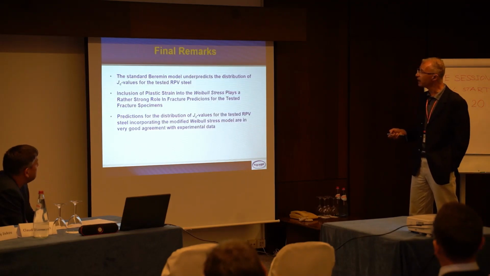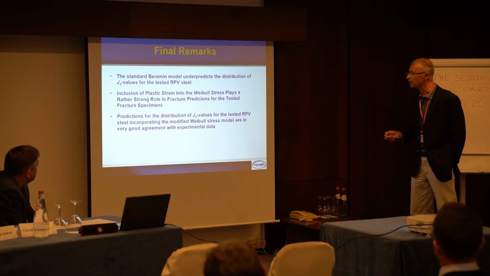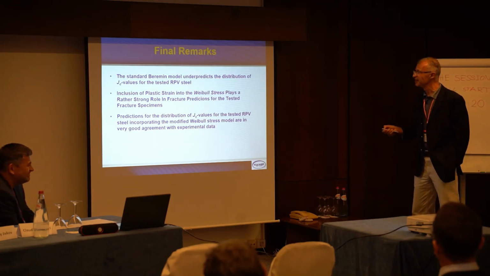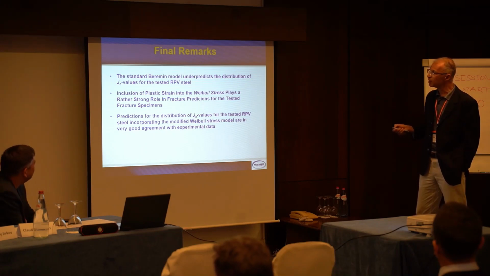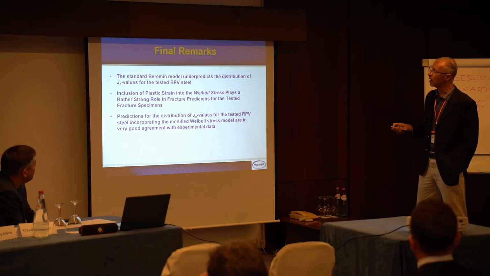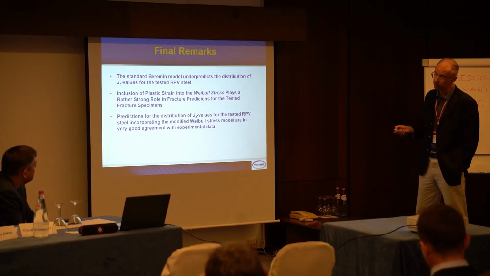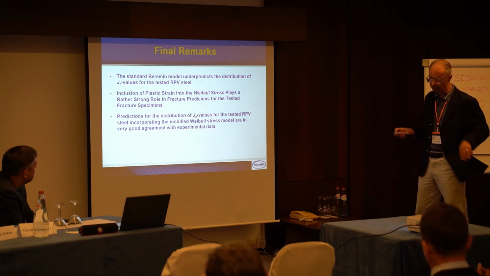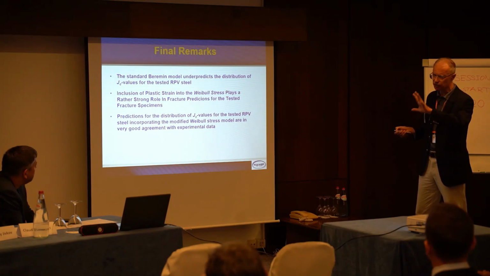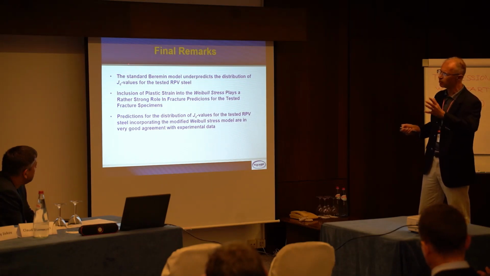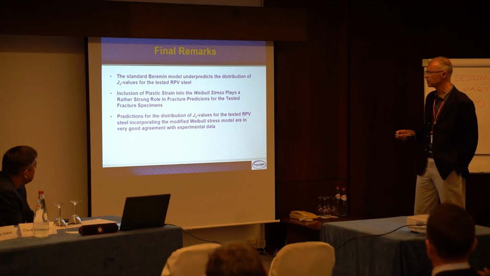Okay? And just to finalize, I promise you I will be very fast. The standard Beremin model in many cases under-predicts the distribution of JC values or other toughness values. The inclusion of plastic strain into the Beremin model plays a very strong role in fracture predictions for the test fracture specimens. We have done other cases, with essentially the same behavior, more or less accuracy, but essentially the same behavior. And the predictions are very good.